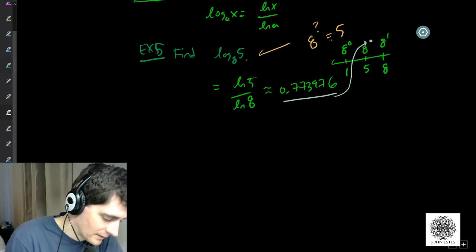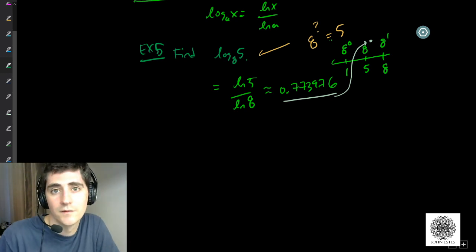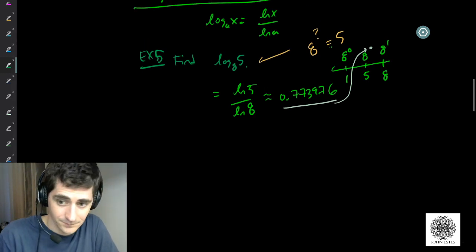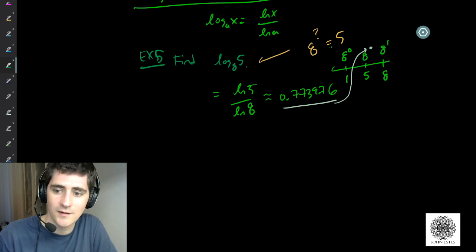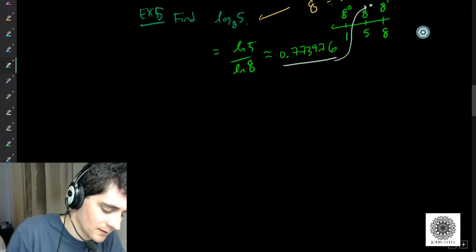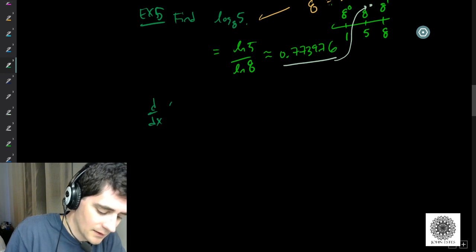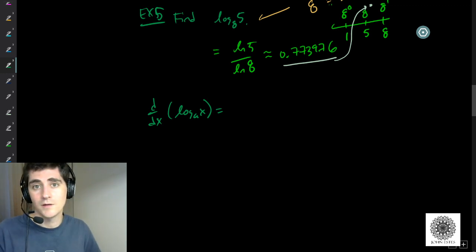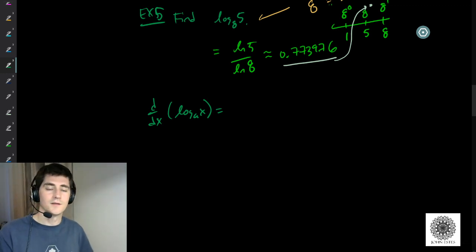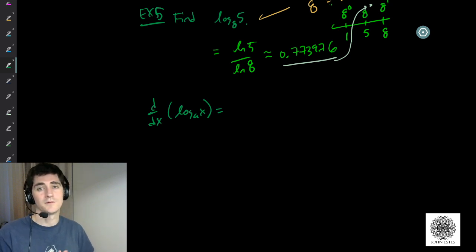Now, taking the derivatives and the integrals of these things, well, they are ln x times a constant. So wouldn't you expect then that the derivative of log base a of x to be just like a derivative of ln times a constant? And what is the derivative of ln? The derivative of ln x was what? 1 over x. Remember, that's how we defined it.